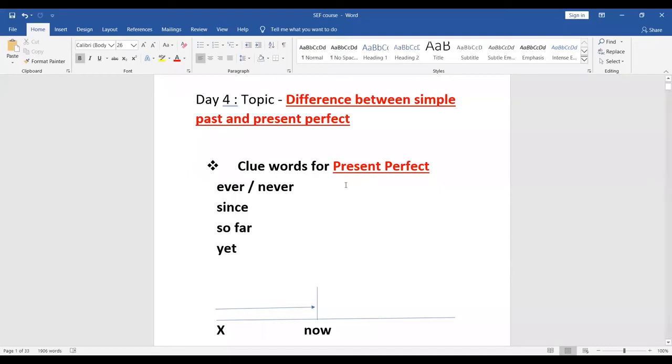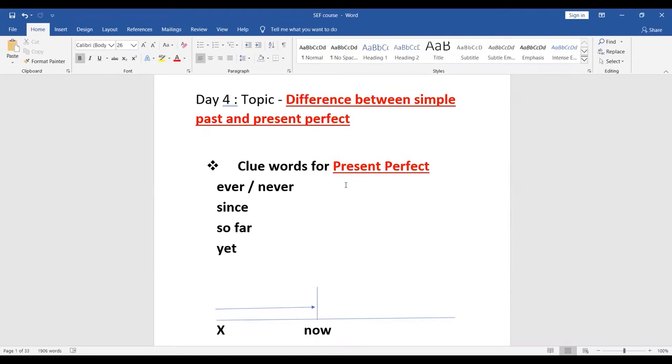Hi guys, today is day 4 and the topic for today is grammar. We're going to learn the difference between simple past and present perfect. Now, it might seem a little weird with technical words, but do not worry, because some of you might know it already, but you just don't know what it is called, and how to better use it.